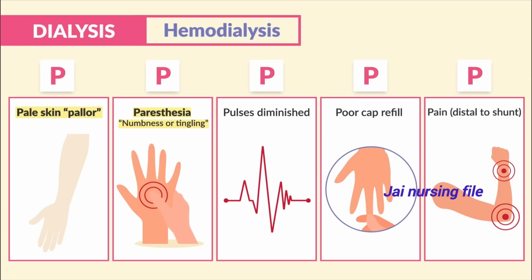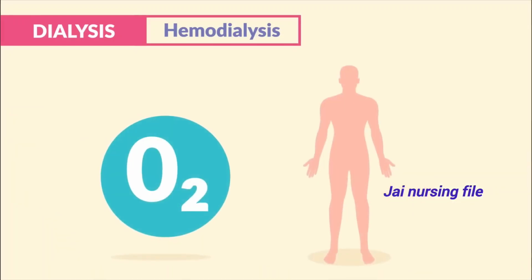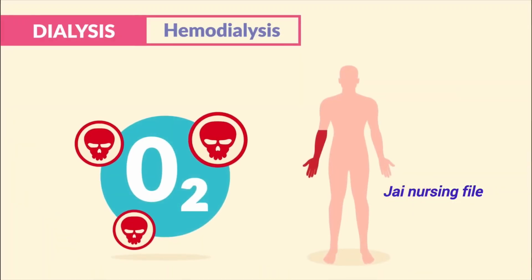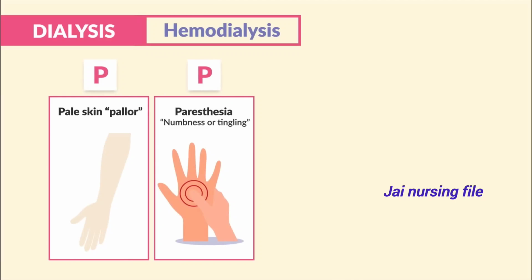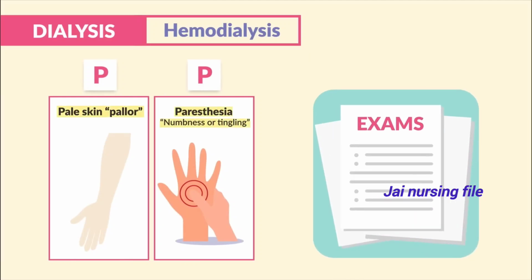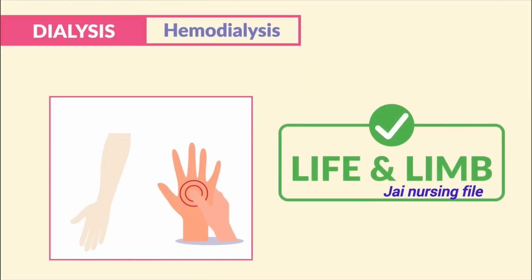Now we also have the other 3 below, but without immediate action, a patient can lose their arm from lack of oxygen. So again, out of all these, the top 2, pale skin and paresthesias, very common on exams since early intervention will always save life and limb.